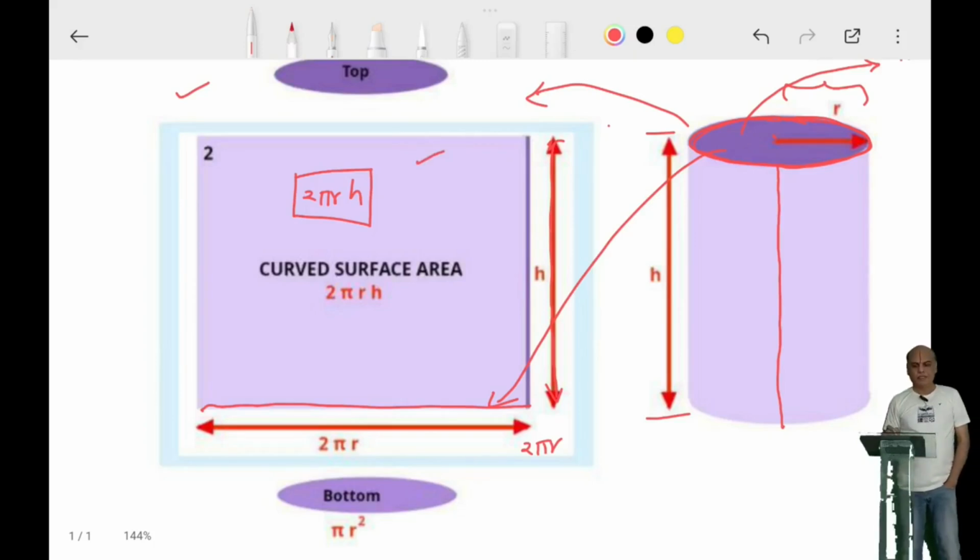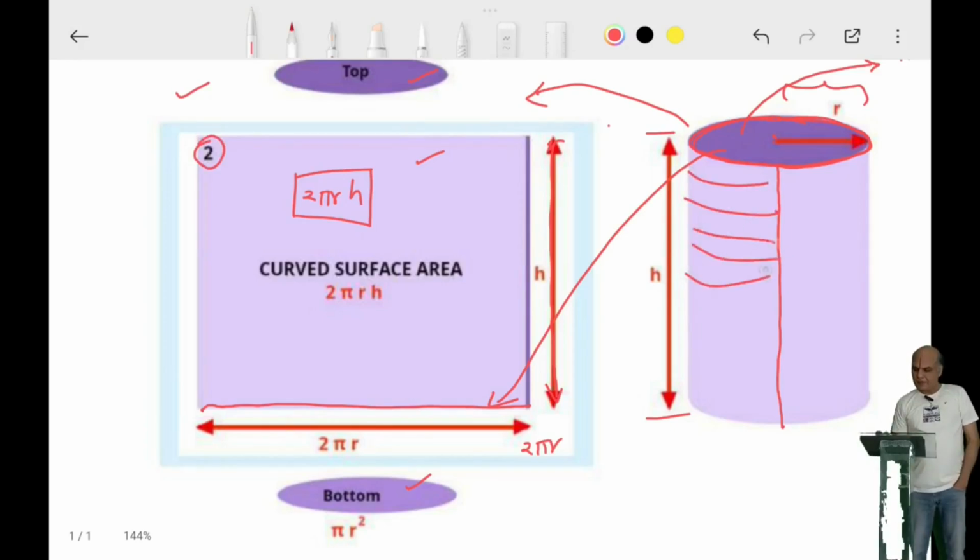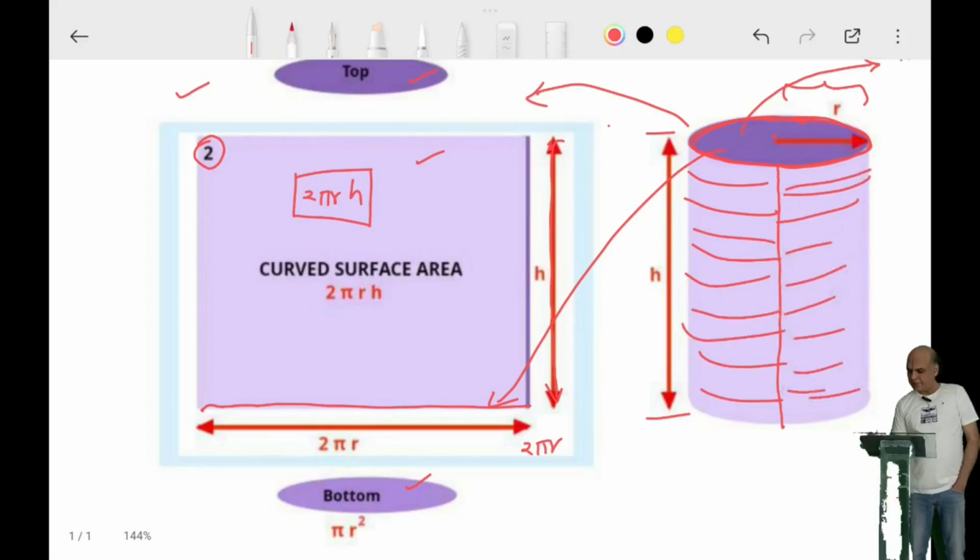So remember, curved surface area doesn't include the area of the top circle and bottom circle. When we say curved surface area, only this area, the area which is curved on the cylinder, is involved. And that is given by the circumference of this circle, 2 pi r, and the height of this cylinder h. So curved surface area is given by 2 pi r h.